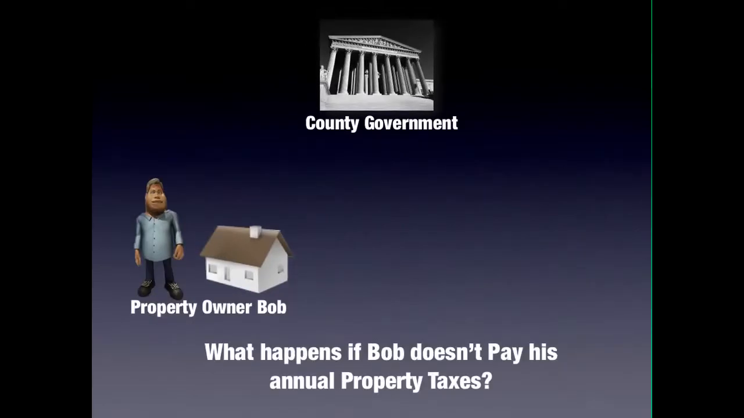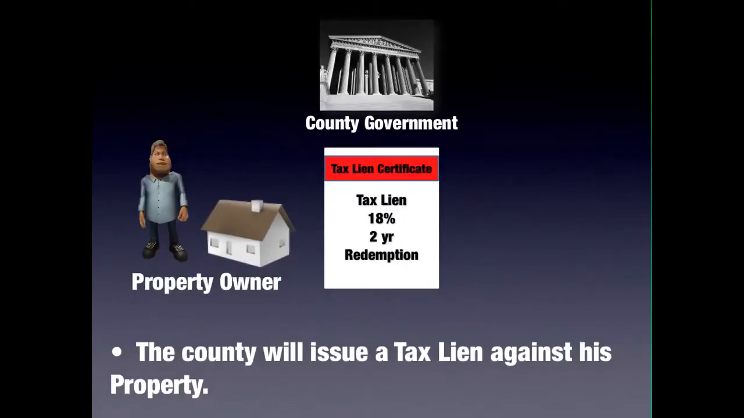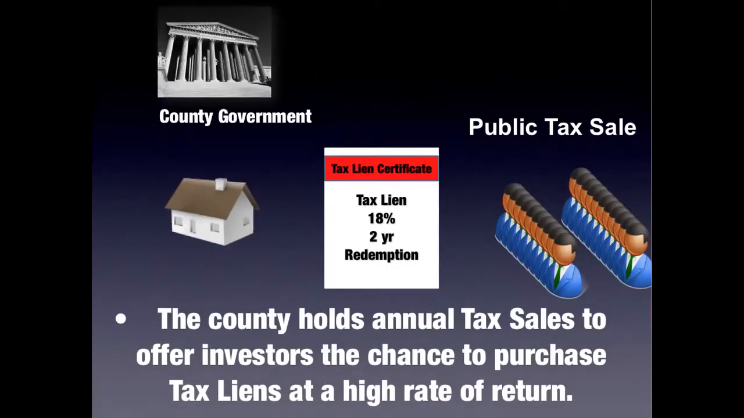Now, what happens if Bob here doesn't pay his annual property taxes? The first thing is the county will issue a tax lien certificate against his property. We can see this tax lien certificate here has an 18% interest rate with a 2-year redemption period. So the county is going to hold an annual tax sale, and they're going to offer investors the chance to purchase tax liens at a high interest rate return.